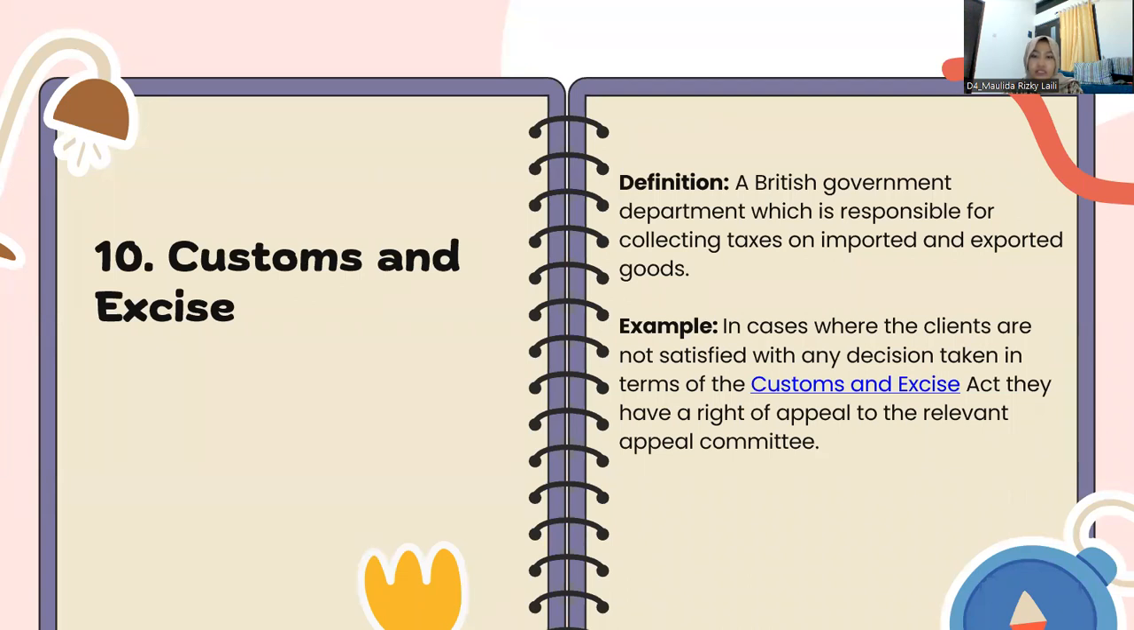Number 10 is customs and excise. The definition is a British government department which is responsible for collecting tax on import and export goods. An example sentence is, in cases where the clients are not satisfied with any decision taken in terms of the customs and excise, they have a right of appeal to the relevant appeal committee.